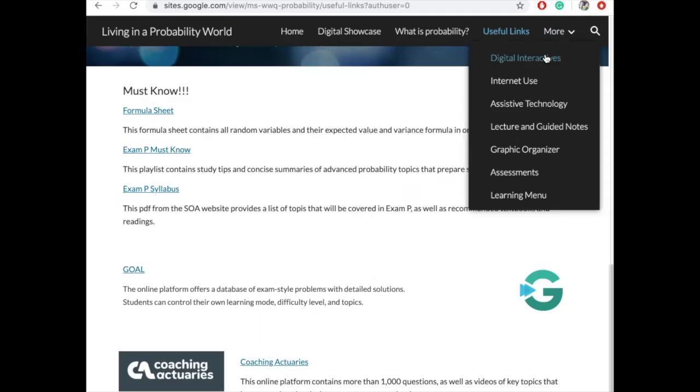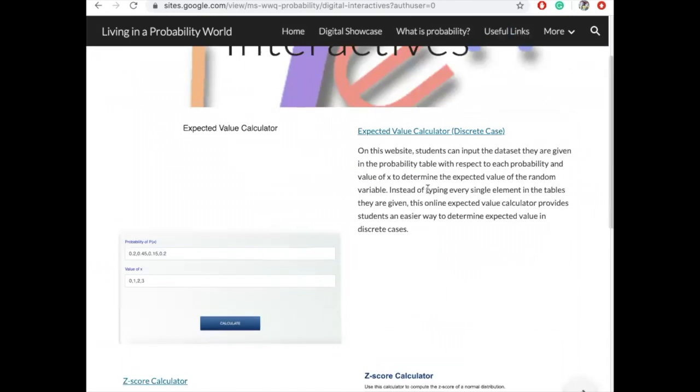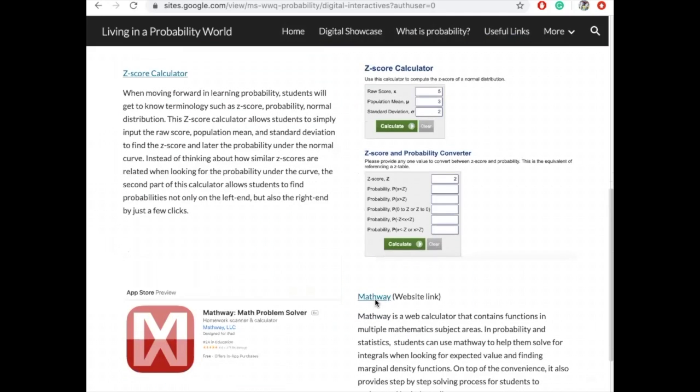Next, let's look at digital interactives. In this tab, I prepared 4 tools for you. The first one is the expected value calculator for discrete cases. Instead of using your calculator and typing it in one by one, you can input all the values here, and with one click, you can have the answer. And the second one is the Z-score calculator.